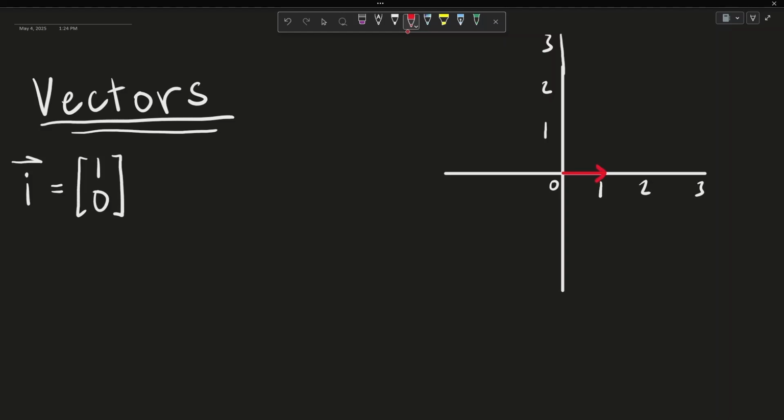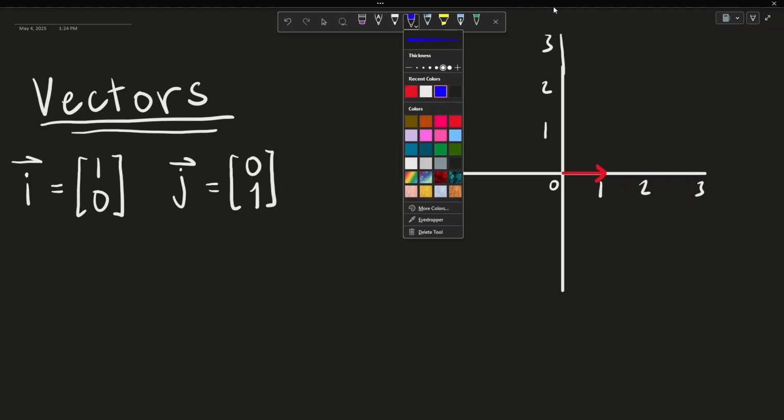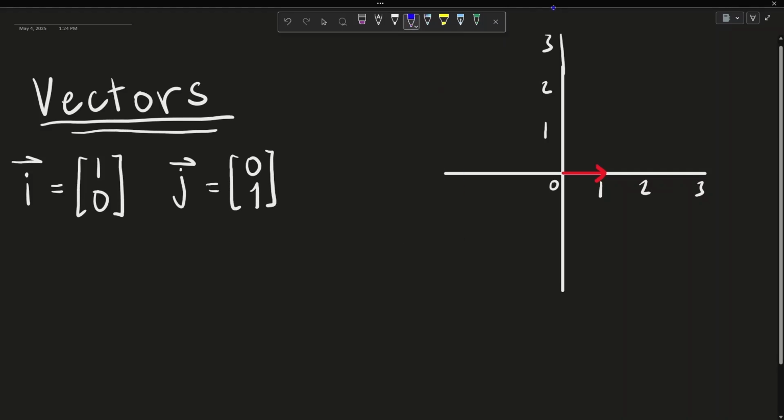And that's what the standard basis vector i looks like. You might see this in physics or in calculus, and just know that it's used to refer to this vector, which goes 1 in the x direction. Let's denote now the second standard basis vector j, which is equal to 0, 1. And again, this is equal to 0 in the x and 1 in the y. So it would look like this.